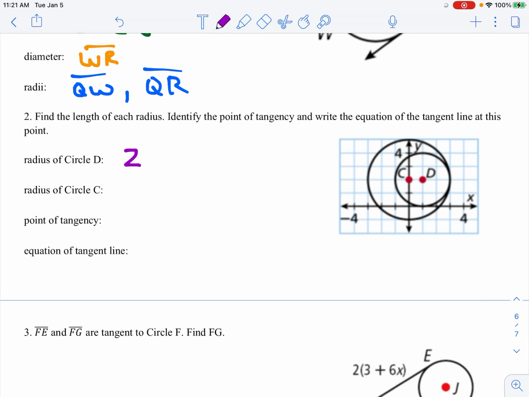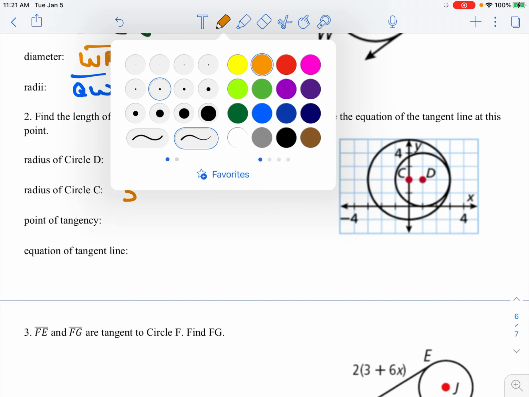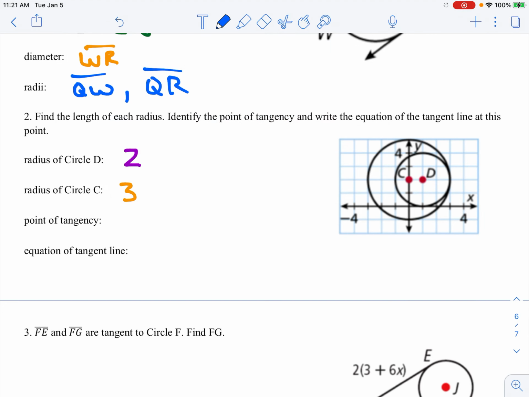Now be careful, point C is in the big circle. So if I trace the big circle and I were to form a radius from C to the end, and I count how far we went 1, 2, 3, so I'm a radius of 3. Now, remember, point of tangency is the point where the circles touch. The point where the circles technically touch at is right here, my blue dot. That ordered pair is right 1, 2, 3 and up 2. So my ordered pair where they touch is 3, 2.